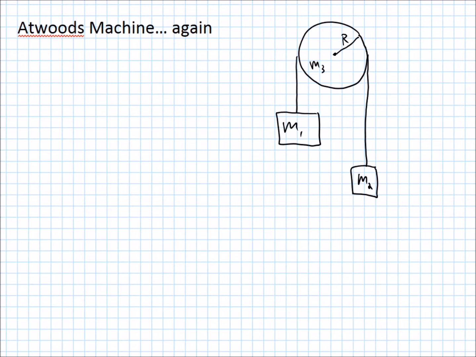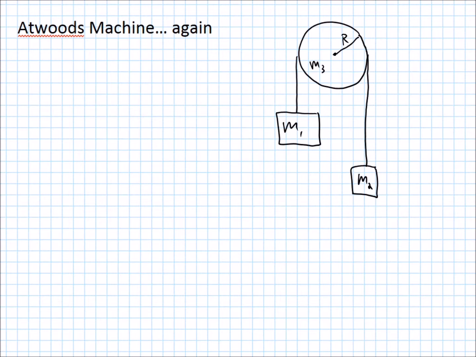Now, in this case, we have a pulley with mass. We're going to say that the rope does not slip. It rolls right along with the pulley nicely, and we want to find both the acceleration and the rope's tensions. Alright, so we'll get started with free body diagrams as usual.